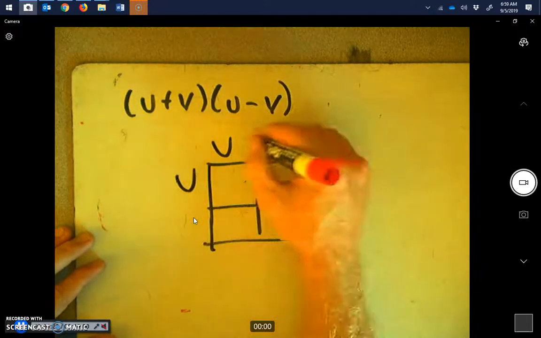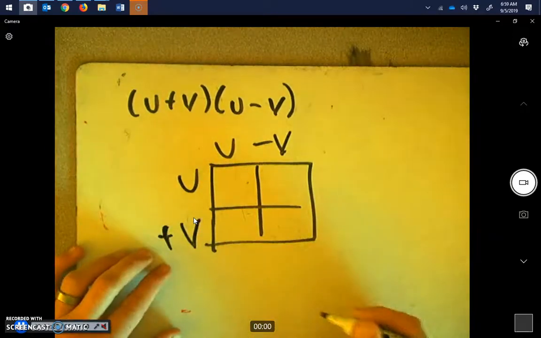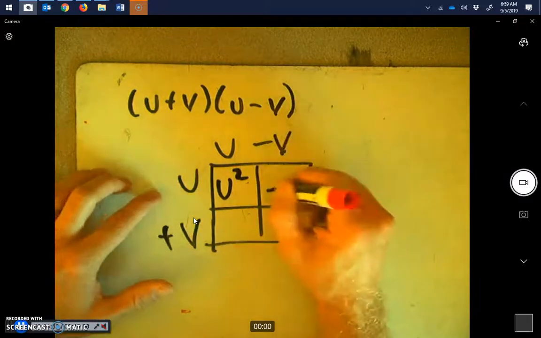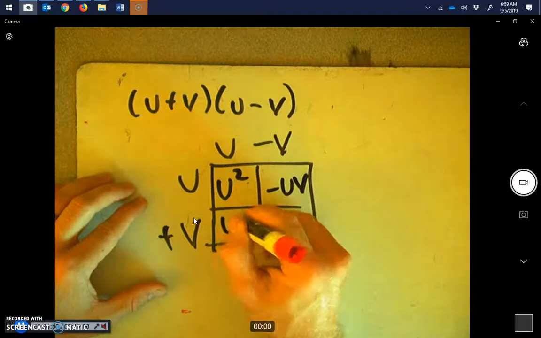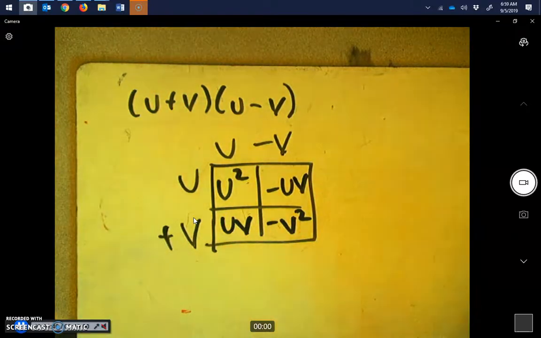All right, U and V, that's my positive 1. Actually, I'll make it my negative 1. And then my positive 1 is down here. I don't know why I changed it, but I did. So U squared, U times negative V is negative UV. Then we got UV positive, and then negative V squared.